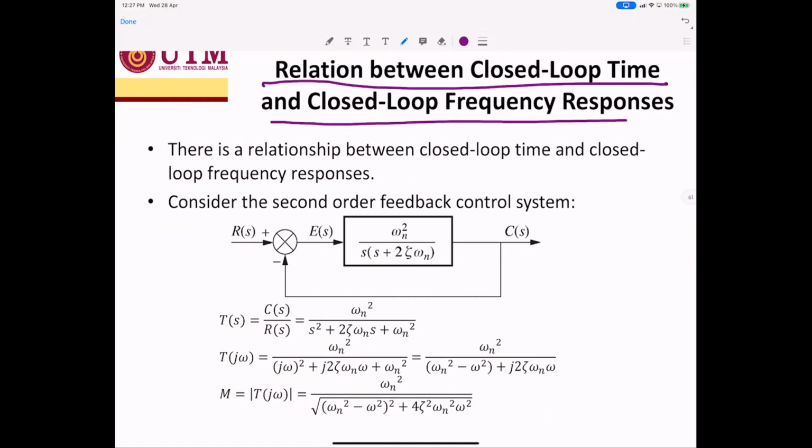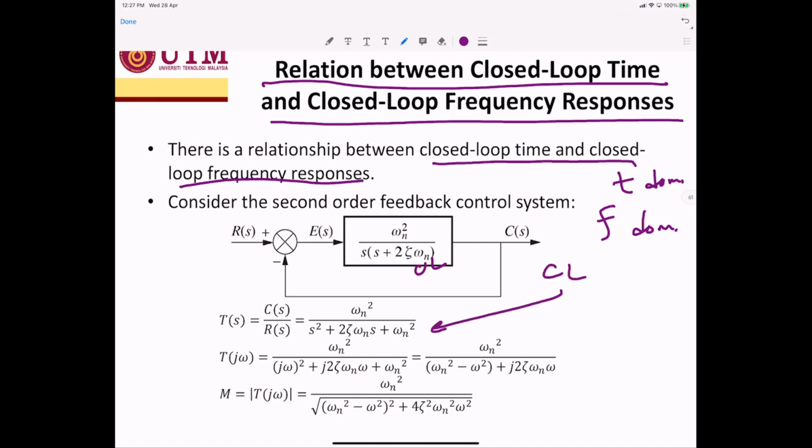So there is a relationship between closed loop time response and closed loop frequency response, time domain and frequency domain. By considering the second order feedback control system, which is here, this is the open loop. When you apply closed loop, it will go to here, which is omega n squared divided by s squared plus 2 zeta omega n s plus omega n squared.